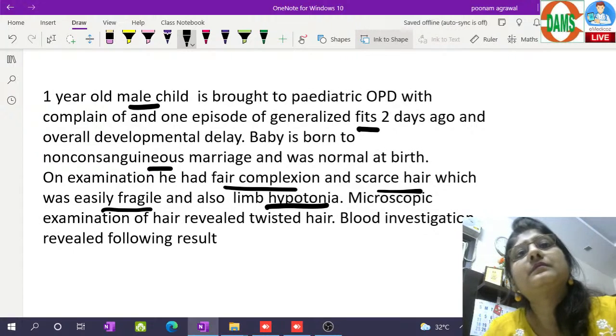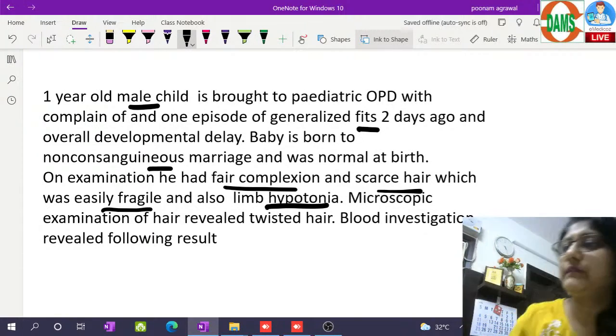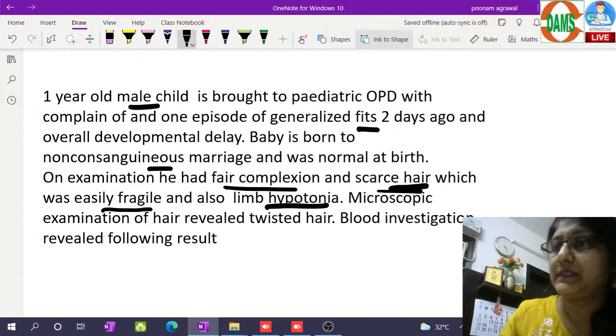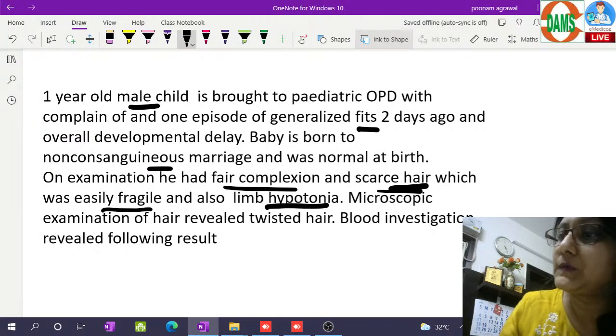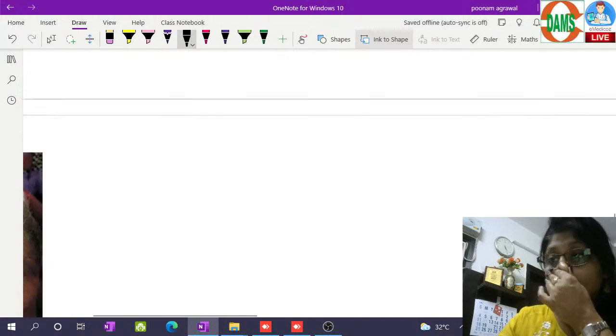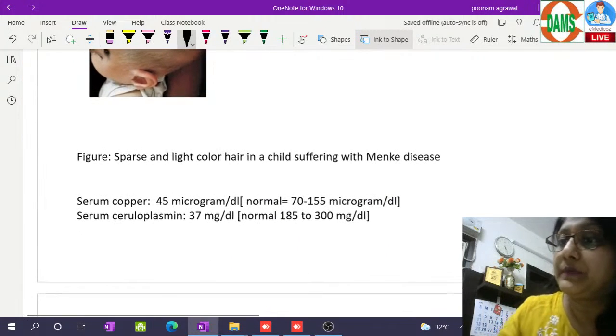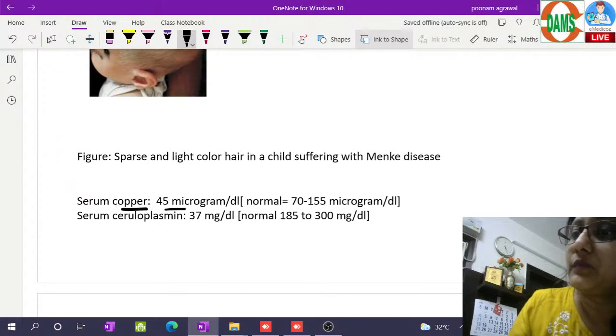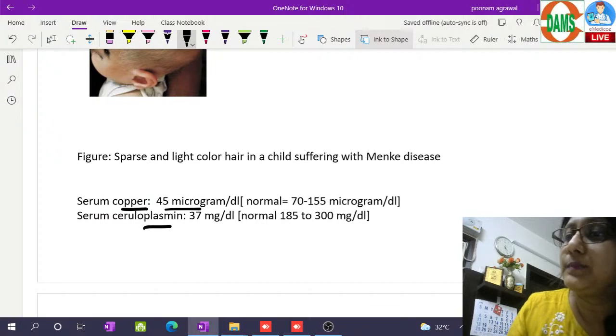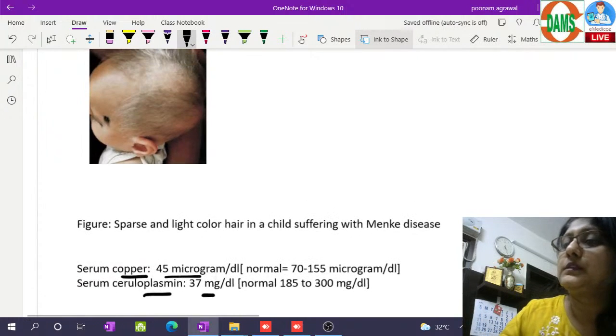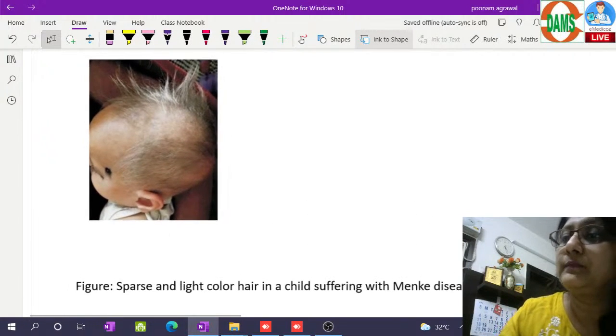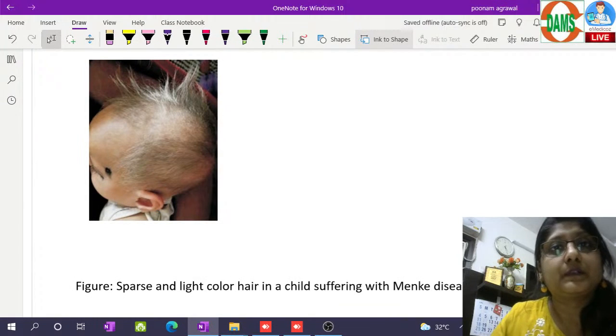So this child is suffering with fits, fair complexion, hair problem is there. You see easily fragile hair, limb hypotonia. Microscopic examination is showing you twisted hair. Blood investigation is showing you low copper, serum copper is 45 microgram. Ceruloplasmin is also low. This is the kind of picture the baby is showing. So what may be this disease?